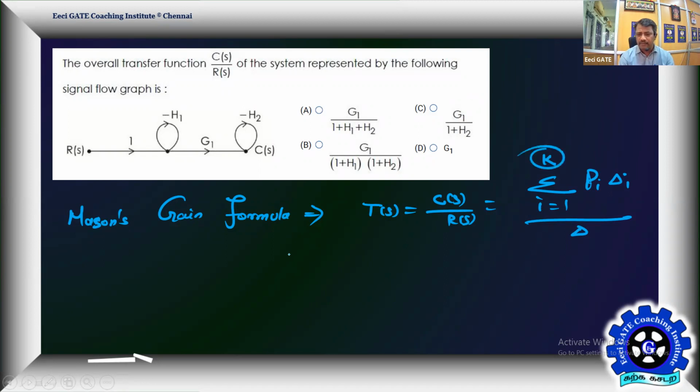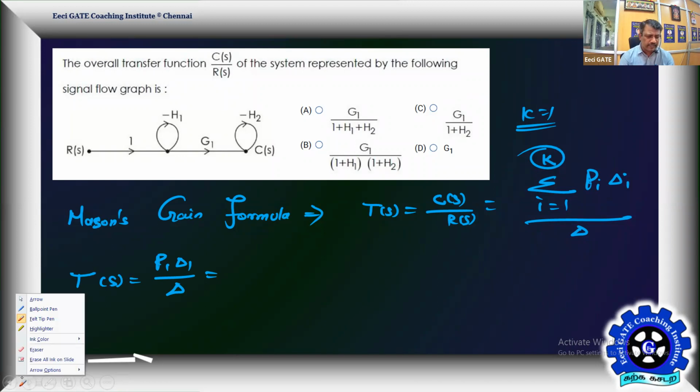K is the maximum number of possibilities for the forward paths. In this case, it's only one forward path, therefore K is equal to 1. So the transfer function reduces by Mason's gain formula to P1 delta 1 by delta. P1 is the first forward path gain, and delta accounts for the individual loops and non-touching loop combinations. By using this formula, we can complete it. There is no other route for this problem.